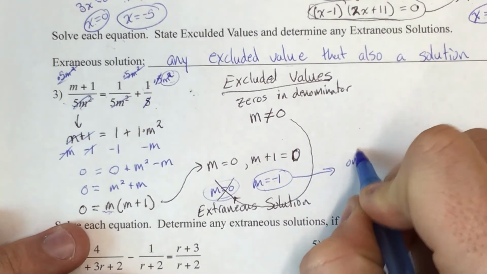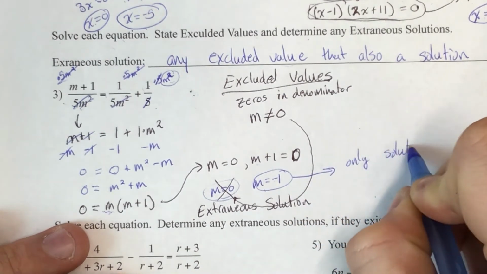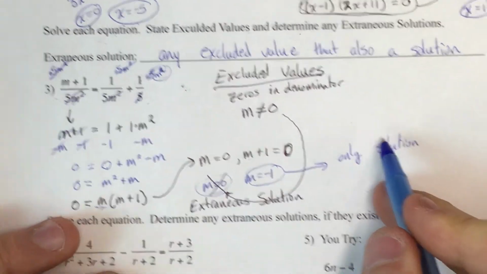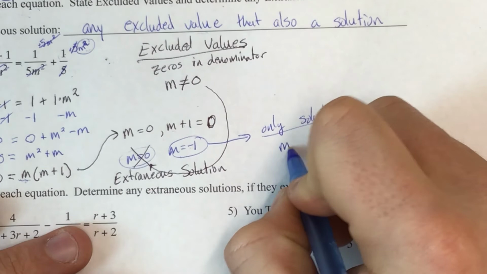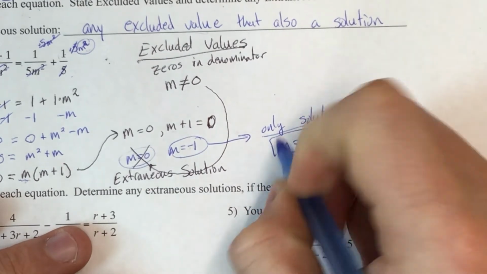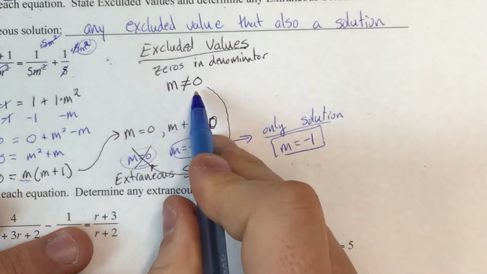Okay? So the only solution that we are allowed to have for this equation is just m is equal to negative 1, because m equals 0 was excluded.